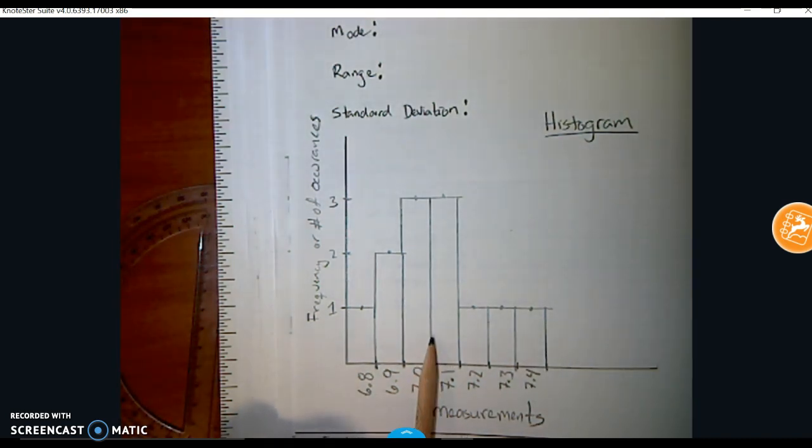So if you've got that sheet with all the statistics calculated, you got your definitions, and you got this histogram, that's what's needed for this assignment. You're done.